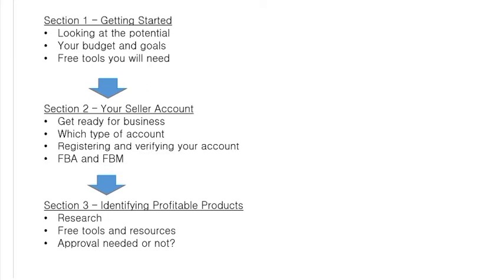So we're going to do the research, we're going to cover the free tools and resources that are going to help you do your research, and I'm going to show you how to find out whether or not you can sell a product because not all products are available for you to sell on Amazon. There are quite a few products that need approval. So we're going to run through how you check for that so you don't end up purchasing products that you are not allowed to sell.